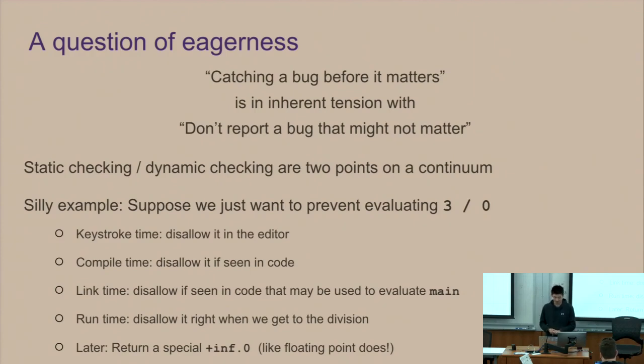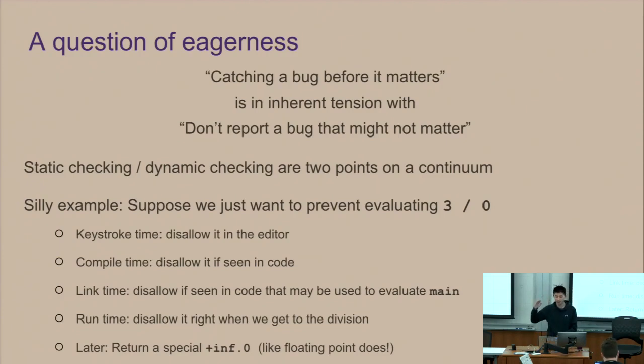Nice. So static checking and dynamic checking are just two points on this continuum. Let's take a look at this silly example. We all know that you cannot divide by 0. There are five different time frames when this checking can happen. It can stop the programmer in keystroke time: it directly yells at you when you type 3 divided by 0 in the editor.